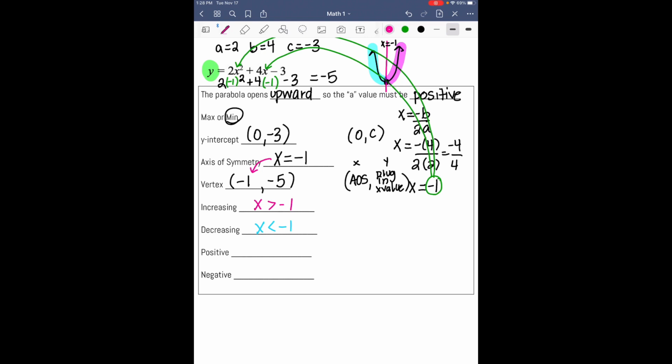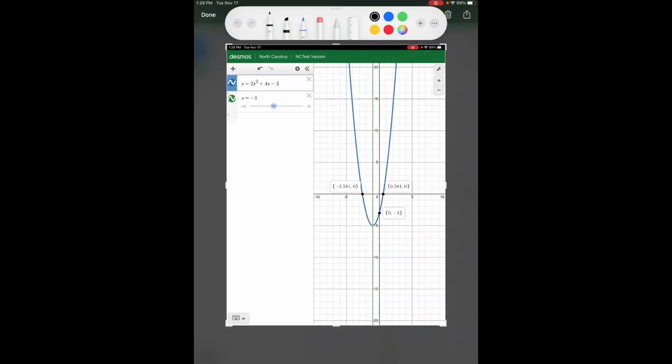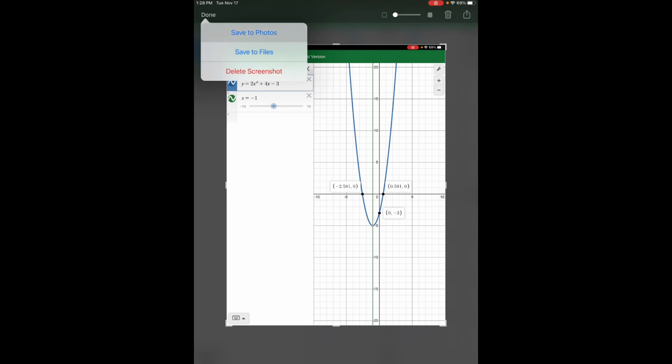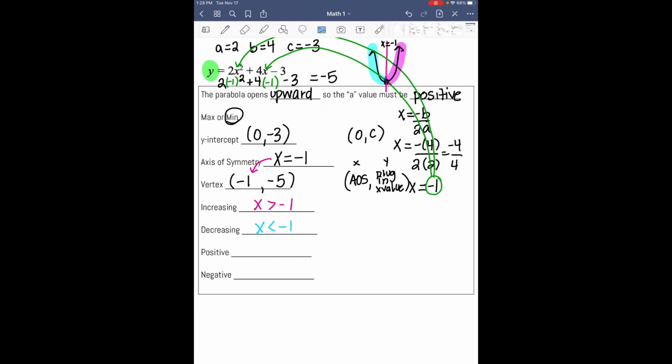Now, for positive and negative, for our purposes, we're really going to have to use Desmos for this. The reason I say that we need Desmos is because we need to find those x-intercepts, and these x-intercepts are not very pretty. But what I'm going to do is screenshot them and put them into our document.